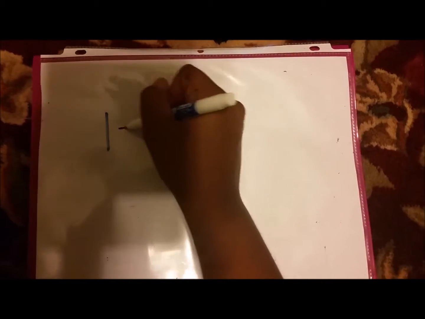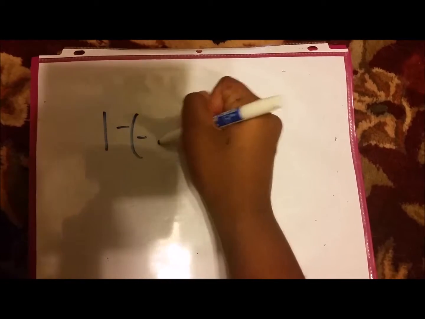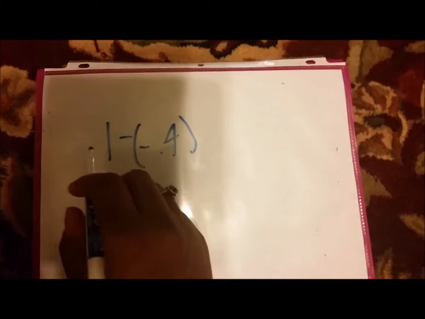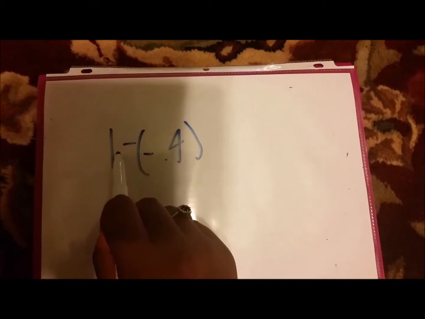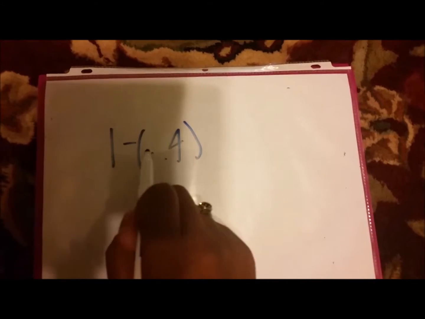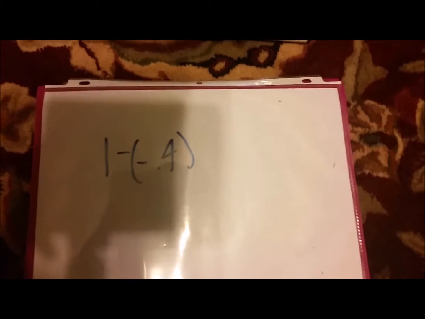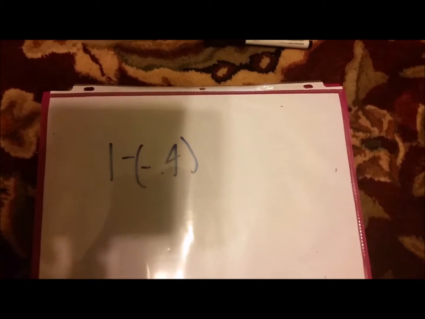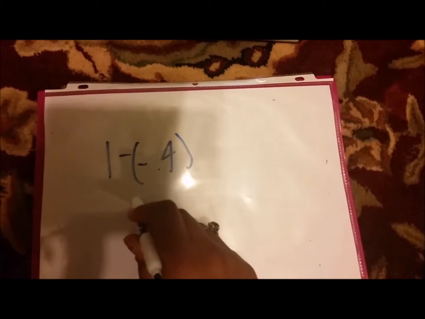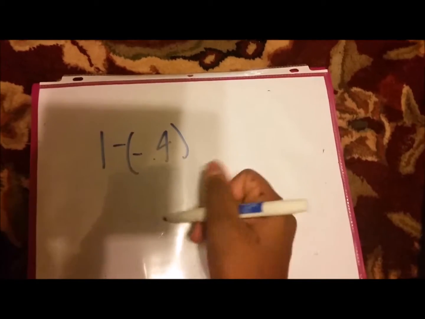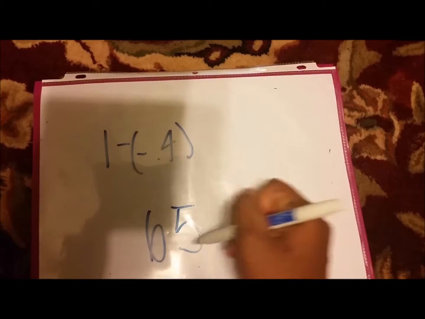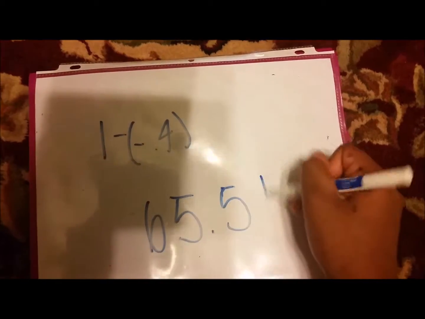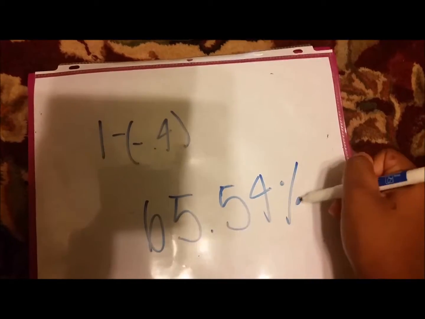If you were wondering the reason why we couldn't subtract negative 0.4 from 1 is because you cannot subtract z-scores. So that's why we found what the z-score is from our chart and then subtracted it. And then that's how we came up with our percentage, 65.54%.